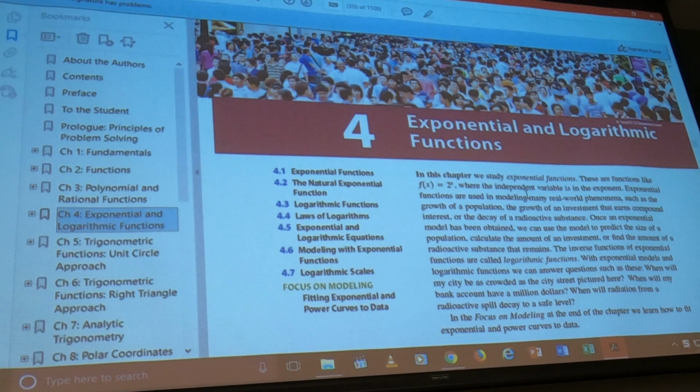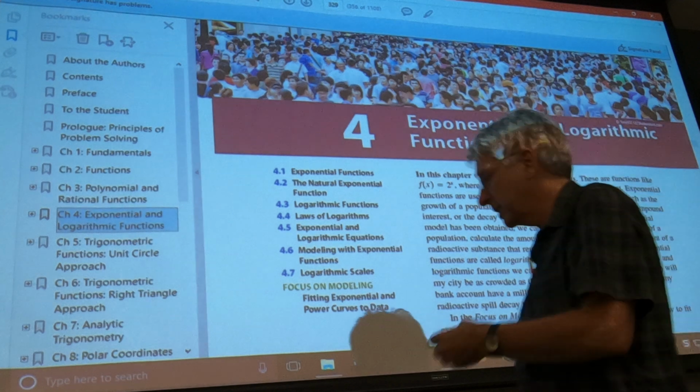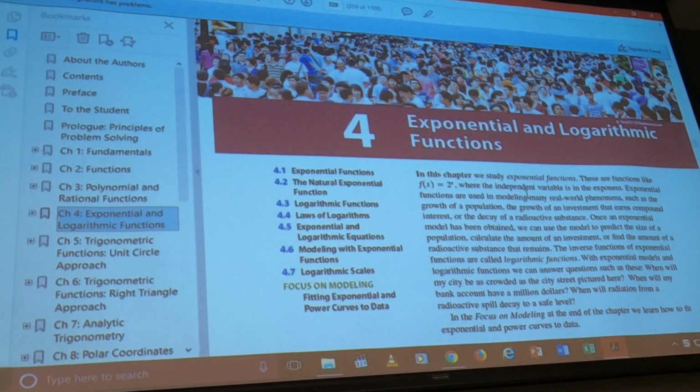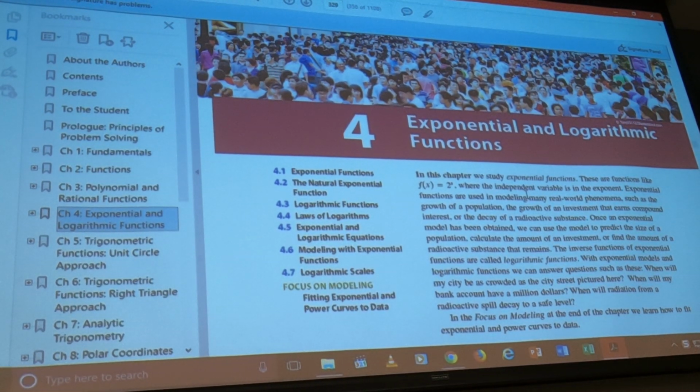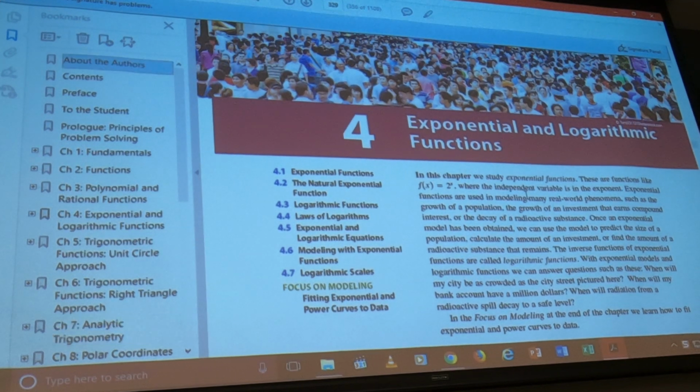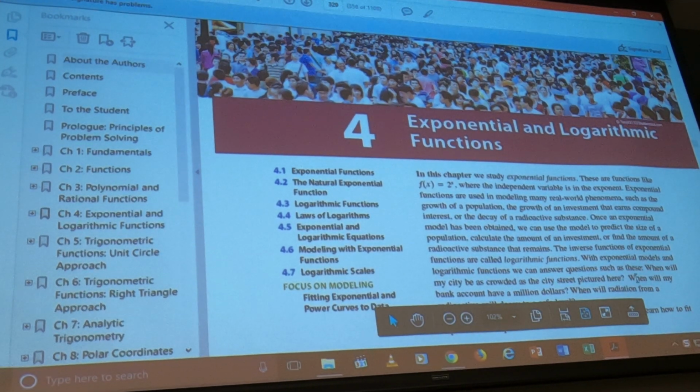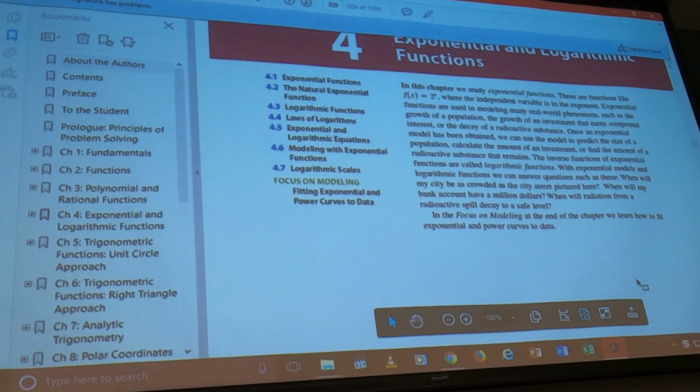So, in the focus on modeling at the end of the chapter, we learn how to fit exponential functions to power curves and data. Really? Okay, so we'll have to see about that if there's time. I guess I want to be over here if I'm going to use the page thing.